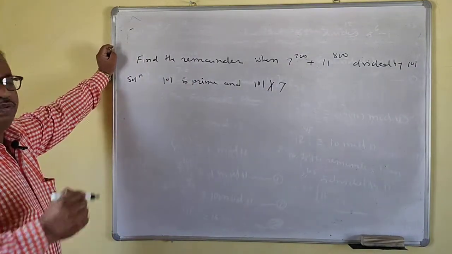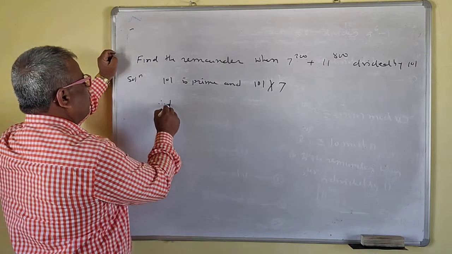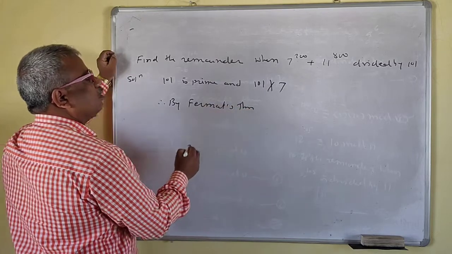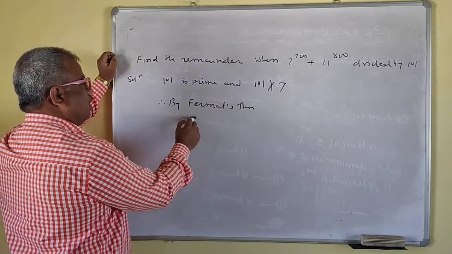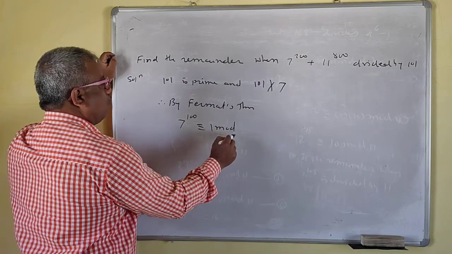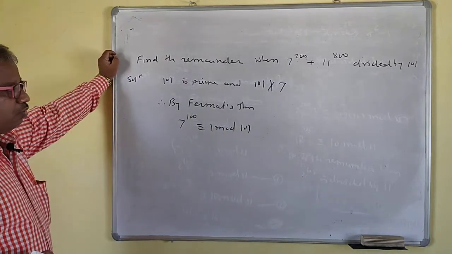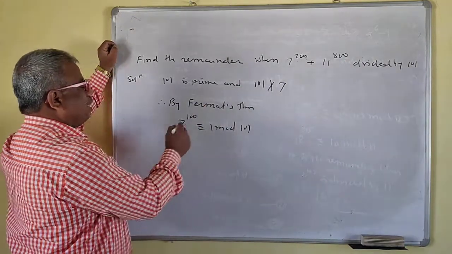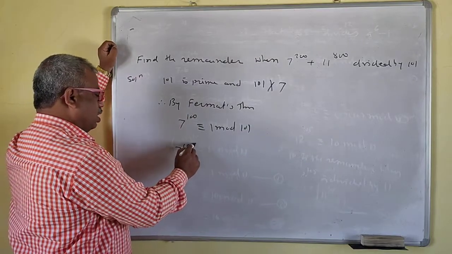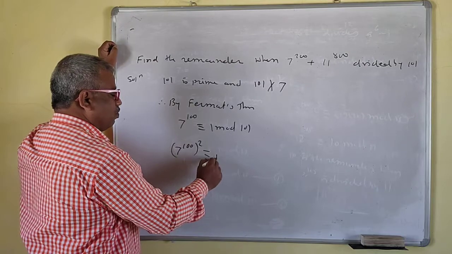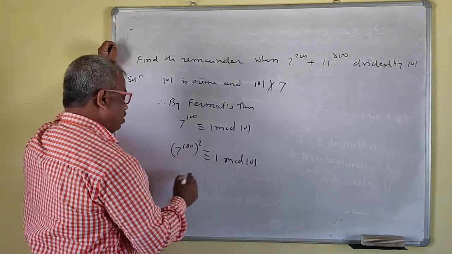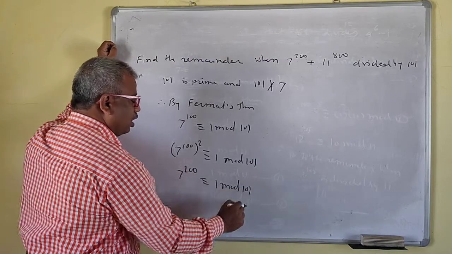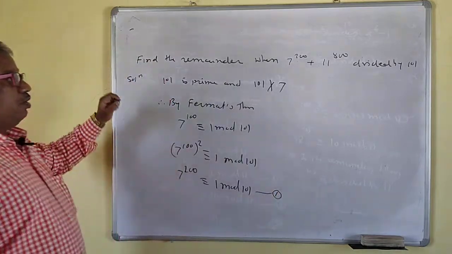First we will do for 7 and then we will do for 11. Therefore by Fermat's theorem, 7 raised to 100 is congruent to 1 mod 101. But you want 200, so I have to take the square on both sides. 100 to the power 2, and 1 squared is 1. So 7 raised to 200 is congruent to 1 mod 101. I call this 1.